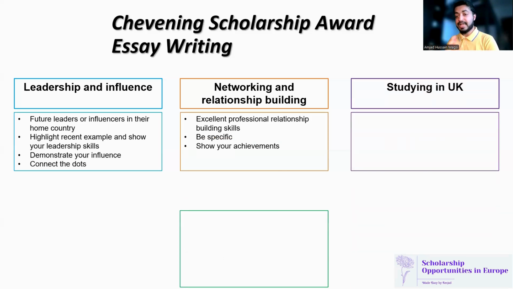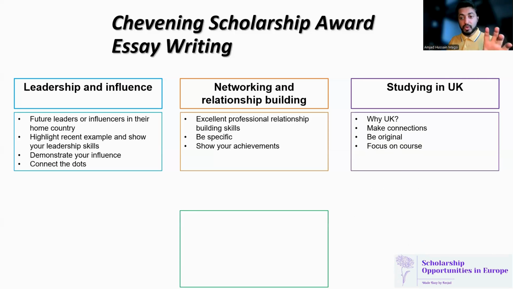Okay, the third one is studying in the UK, because you are writing an essay for the Chevening Scholarship, which is in the UK. So you have to give a justification for why you are coming to the UK, why you chose the UK as your country for further studies. Okay, so why the UK? You have to provide one sentence or maybe one short paragraph on why you are coming to the UK and why you chose a UK university. Make connections, be original again, focus on the course, okay?